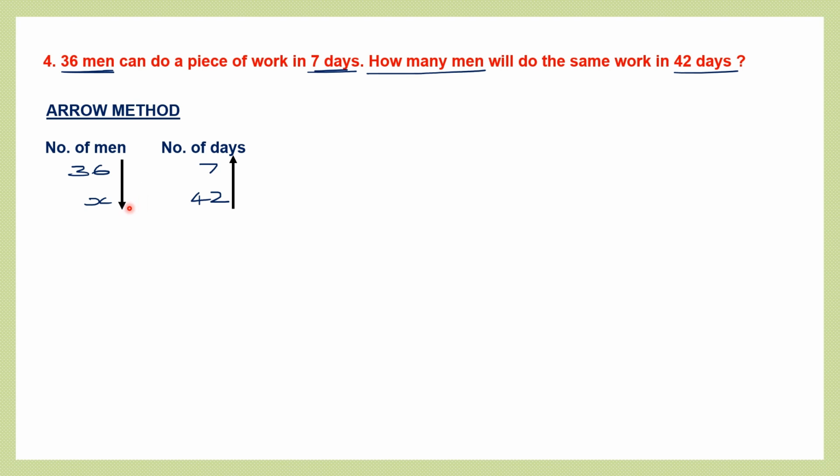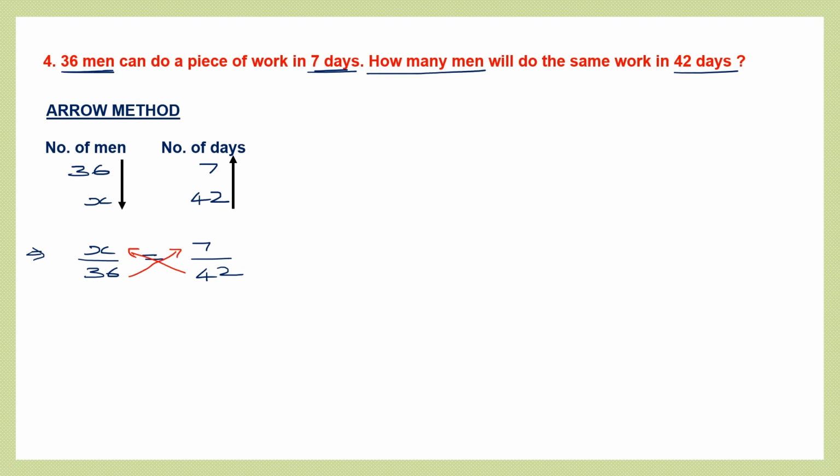Now the arrowhead, where is it pointing to? That should be your numerator of your equation. So x is on top, so we say x by 36 is now equal to 7 by 42 where the arrowhead is pointing. Now cross multiply. So when you cross multiply, what do you get?